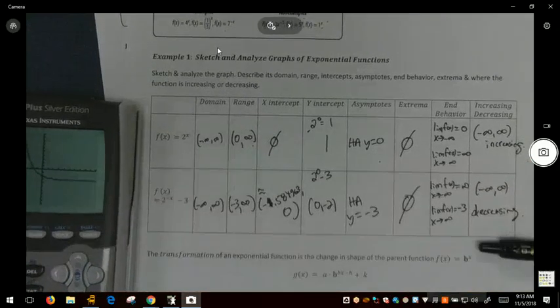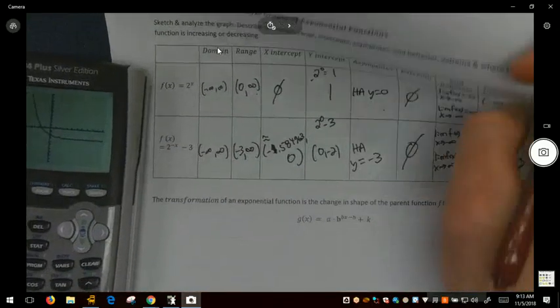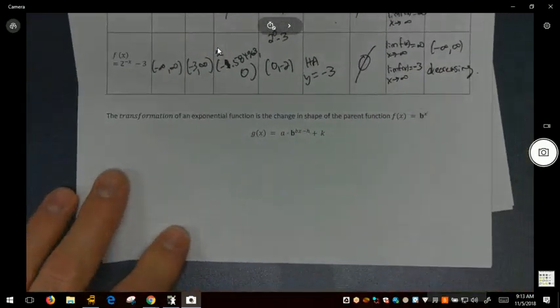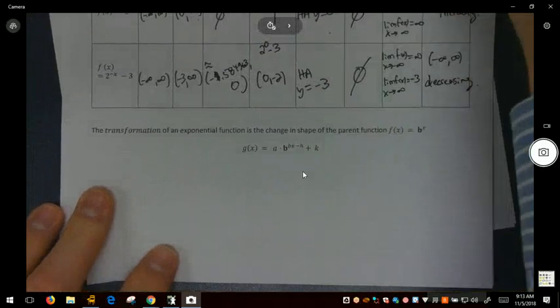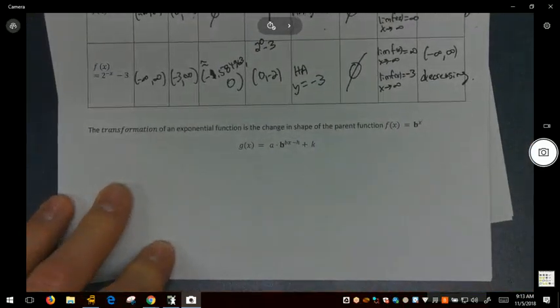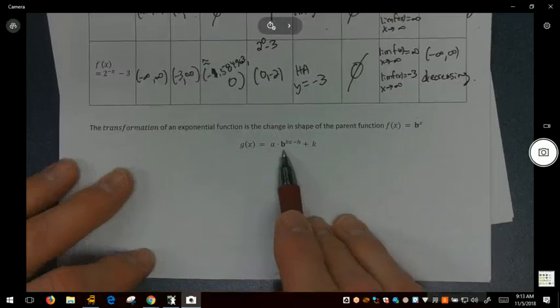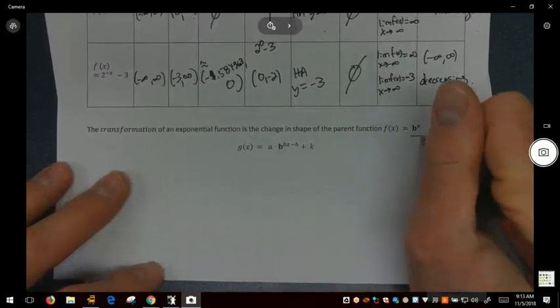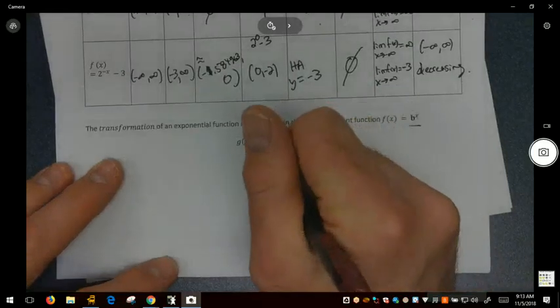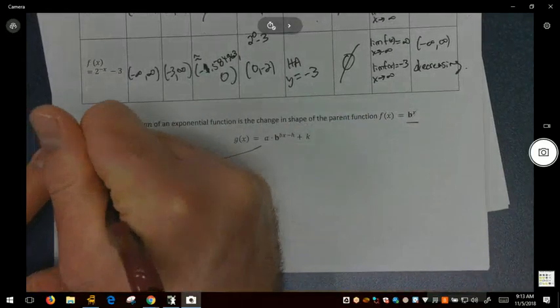Recalling transformations from Algebra 2. Your pre-calc book calls it something different, but I stick to what you learned in Algebra 2. On this function, we have our function being f of x. In this case, it is b, because it's a base of an exponential function. The parent function is b to the x. Well, now we have a multiplier in front. That scalar multiplier in front is a.